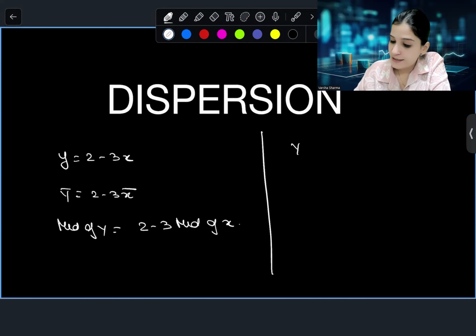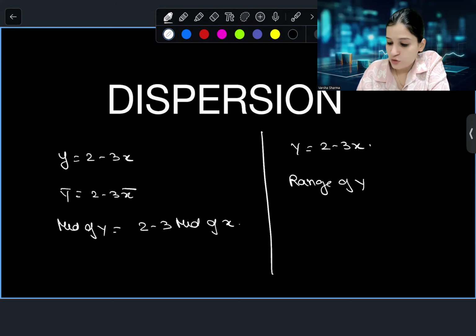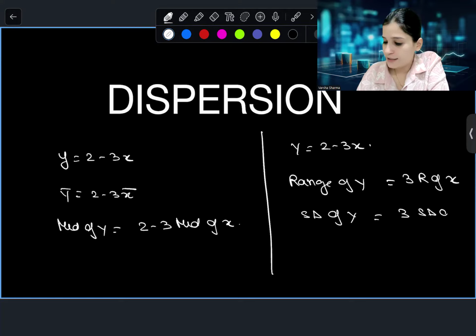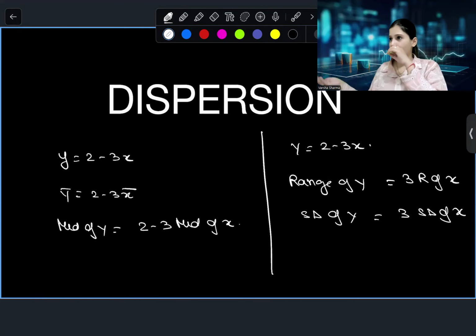So if I say y is equal to 2 minus 3x, then the range of y: yes, the added 2 is ignored. We have multiplied x by minus 3, but you cannot use a minus sign. So it is 3 into the range of x. Standard deviation of y will be 3 into standard deviation of x. Mean deviation of y, 3 into mean deviation of x. The entire dispersion chapter has this common property.